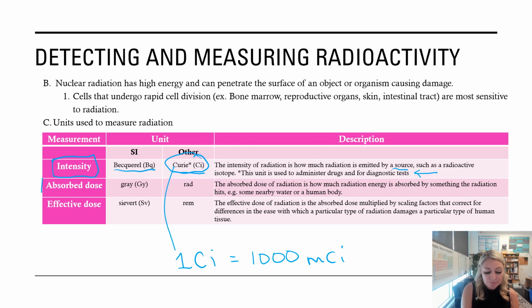If we want to measure the absorbed dose, we'll use grays or rads. This will tell us how much radiation energy is absorbed by something that the radiation hits. So how much radiation is being absorbed by water or the human body. And finally, for the effective dose, we use sieverts and rems. And this is the absorbed dose, so what we used before, multiplied by scaling factors that correct for differences in the ease with which a particular type of radiation damages a particular type of human tissue. Again, we're going to play mostly in curies.